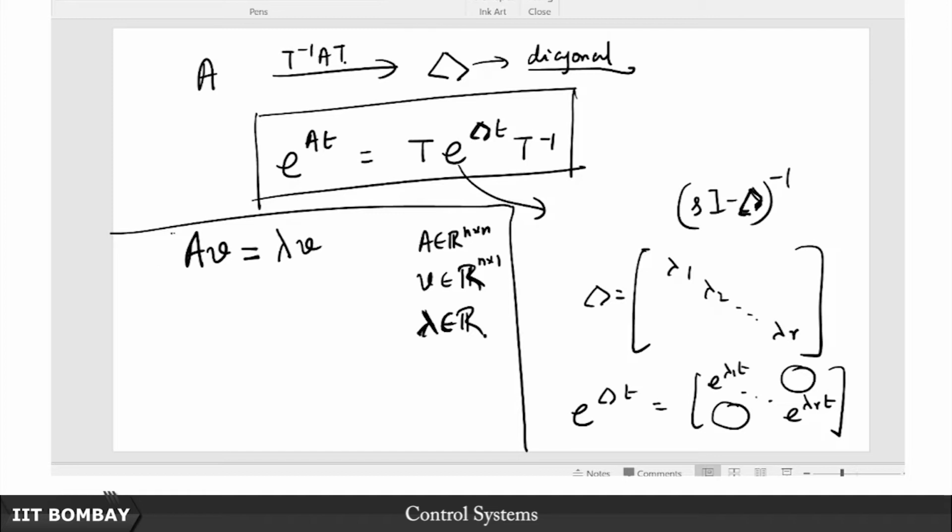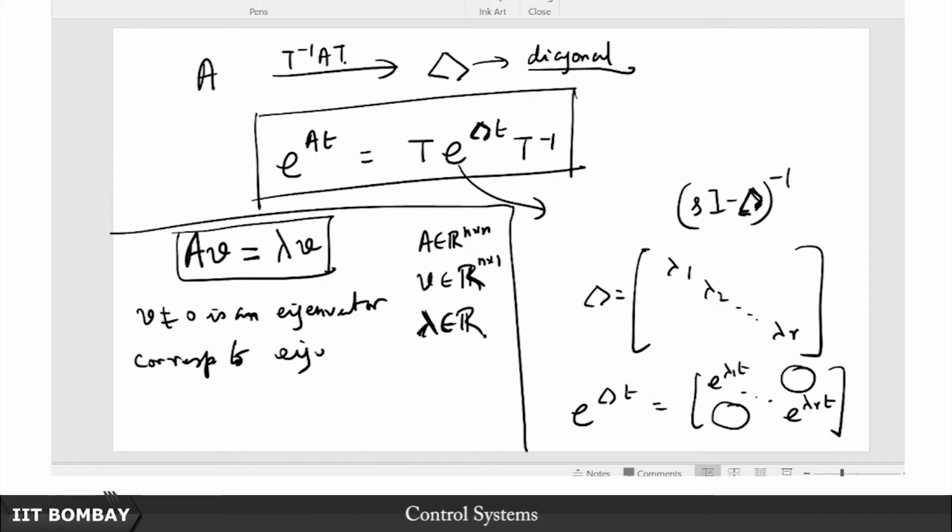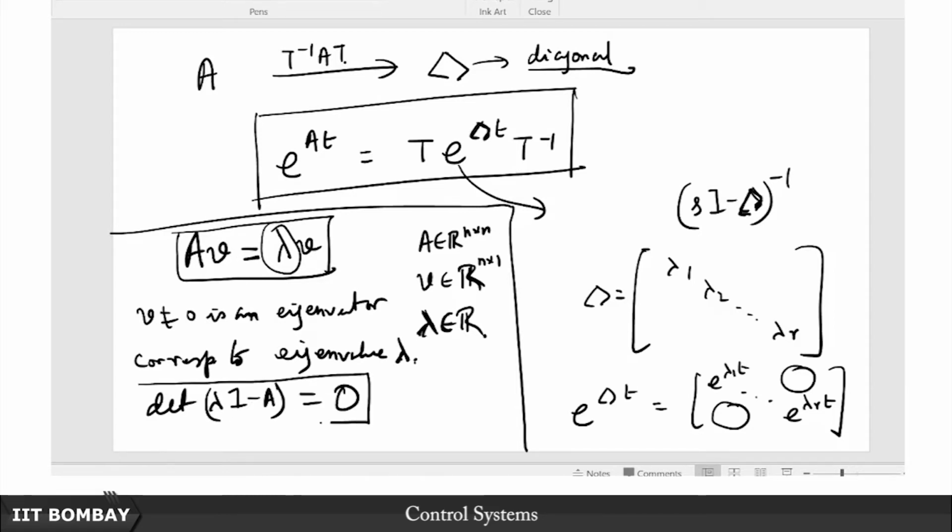Then this is basically the equation that is satisfied: A v equals lambda v, and we say that v not equal to 0 is an eigenvector corresponding to eigenvalue lambda. Of course if v is equal to 0, then this is satisfied anyway trivially. Now it turns out that you do not necessarily need to always solve this in order to obtain lambda. You have another handle over this. You can just say determinant of lambda I minus A, the characteristic polynomial, is equal to 0, and solve.